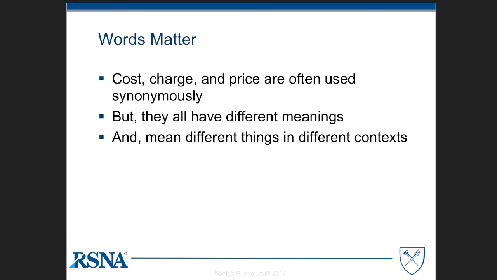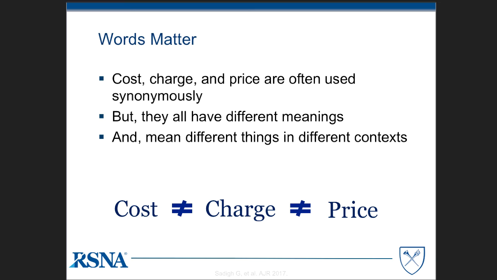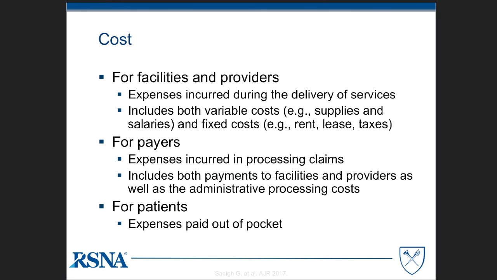Much of the problem relates to the terminology that is used, and often incorrectly, without a nuanced understanding. Cost, charge, and price are words that are often used synonymously, but they have different meanings, and they mean different things in different contexts. Let's take them one by one. When somebody says cost, it means different things to different people. For facilities and providers, it typically reflects the expenses incurred during the delivery of services, and it includes both variable costs, for example, supplies and salaries, as well as fixed costs, such as rent, lease, and taxes.